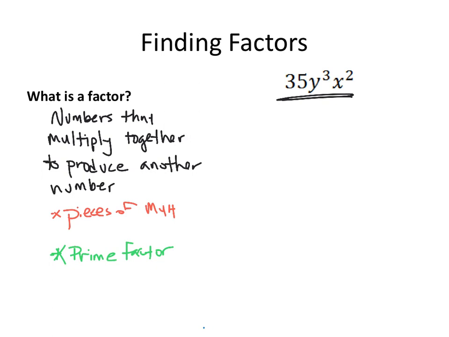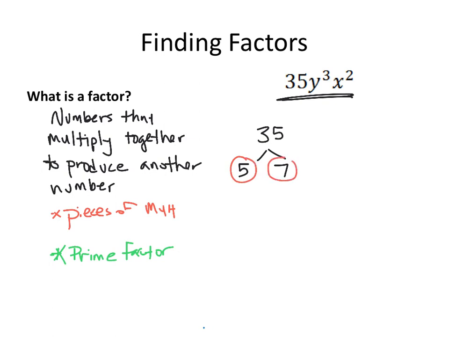So the idea is that we're looking for factors of this particular term here, 35y to the third, x to the second. The way we go about this is we look at just the number first. So we look at 35, and we think about numbers that multiply together to give us 35, and some of those are 5 and 7. And 5 is a prime number, and 7 is a prime number.